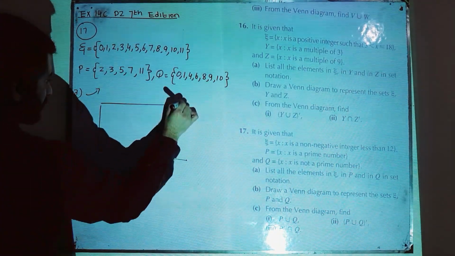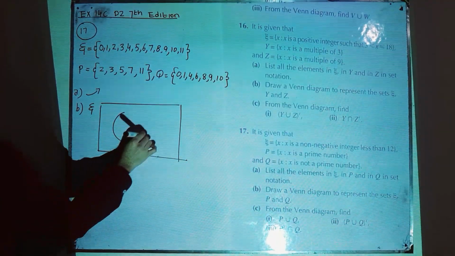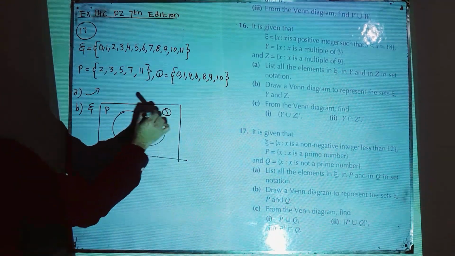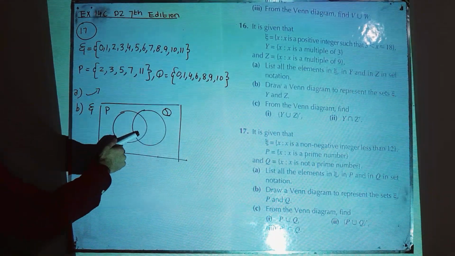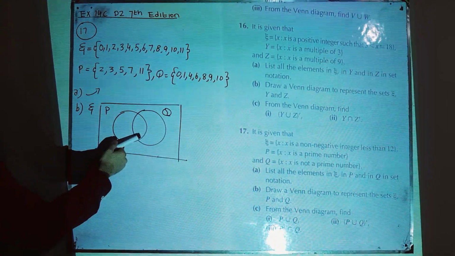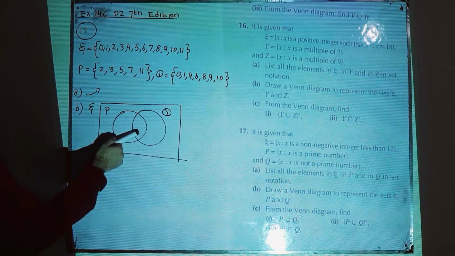So this rectangle represents your universal set, and a circle and a circle represent P and Q, right? This part is where you have to write the common elements of P and Q. Do we have any common elements? No, we don't have. This space will be empty.